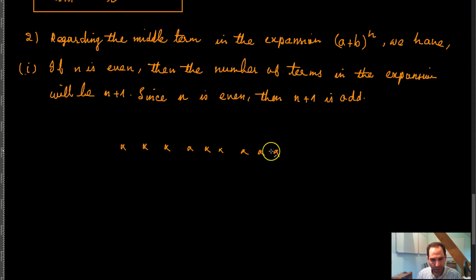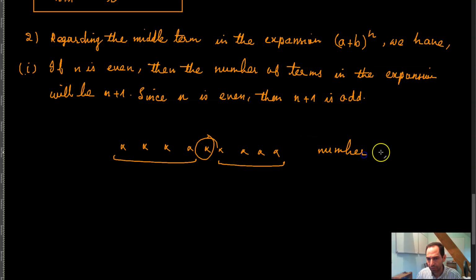So 3, 6, and 9. You can take basically 4 terms on this side and 4 terms on this side, and this term would be exactly in the middle of these 2 terms. This is when the number of terms is odd.